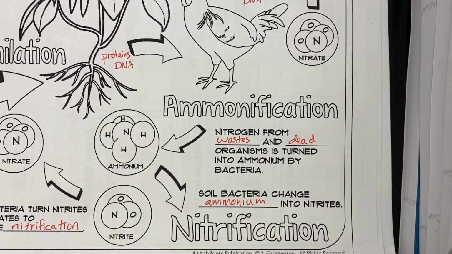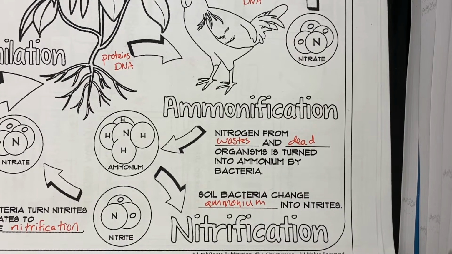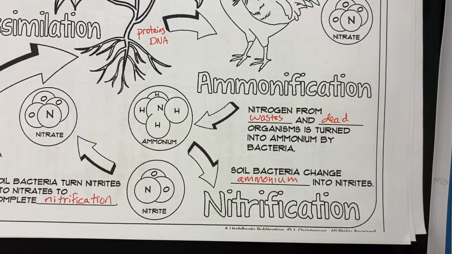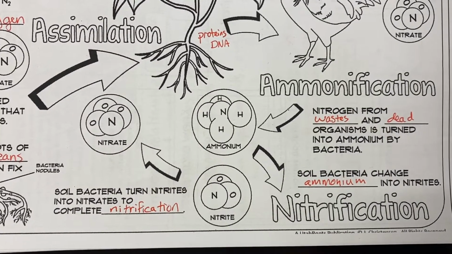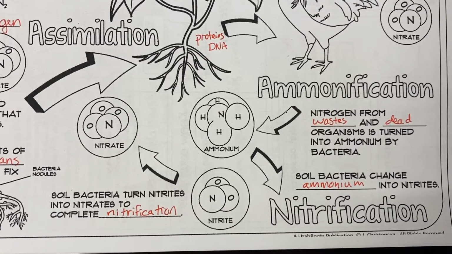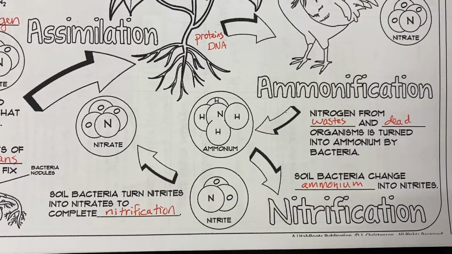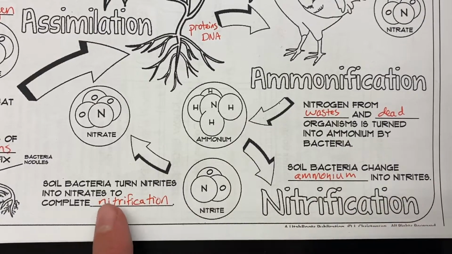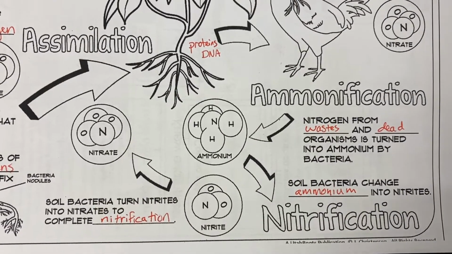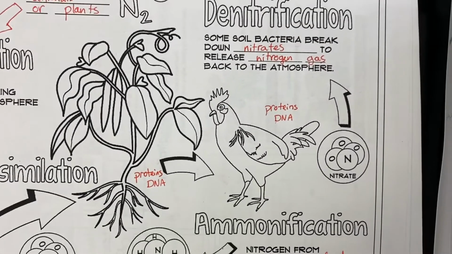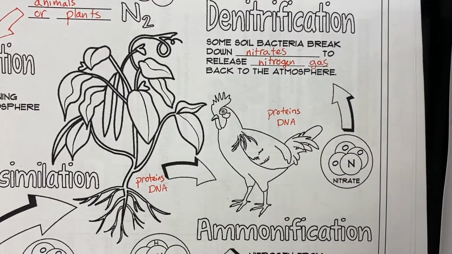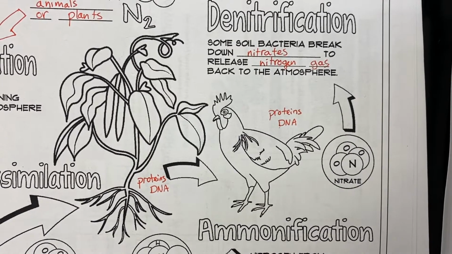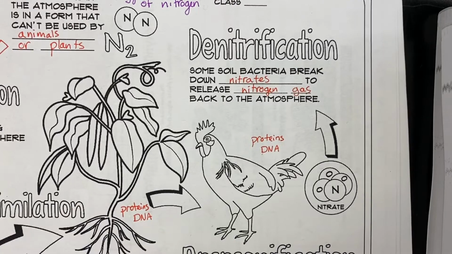Soil bacteria can change ammonium into nitrites. Nitrite is NO2. It can't be used by the plant yet, but luckily soil bacteria can turn nitrites into nitrates and complete nitrification this way. So nitrification is the process of going ammonium to nitrite and then nitrite to nitrate. And then that starts this little cycle again where it goes back to the plant. Some soil bacteria also break down nitrates and they release nitrogen gas back to the atmosphere. That process is called denitrification.